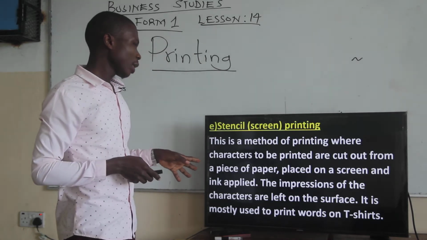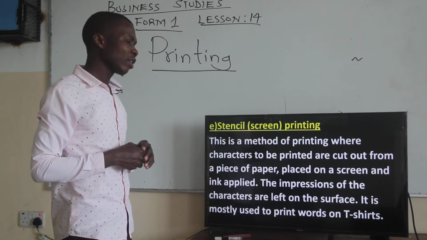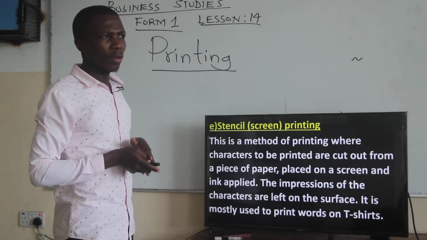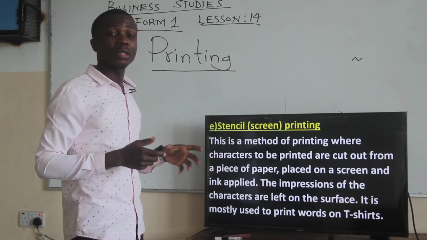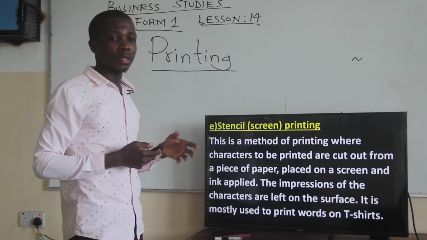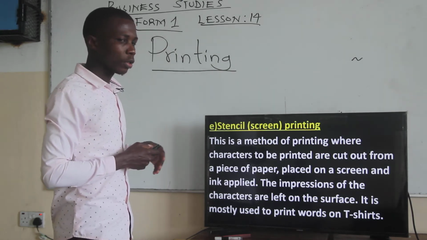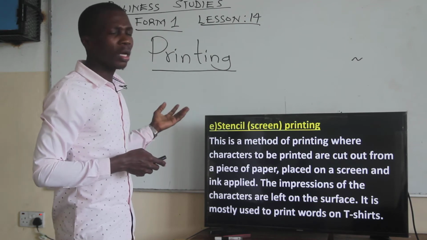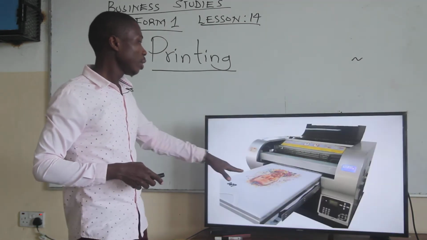The impression of the characters is left on the surface, and it is mostly used to print words on t-shirts. When you talk about printed t-shirts, stencil printing machines are always used. The characters are printed and cut out on a piece of paper, or could be made in a plug and placed on the screen, and they apply the ink. If you look at this picture, you can see this is an image.